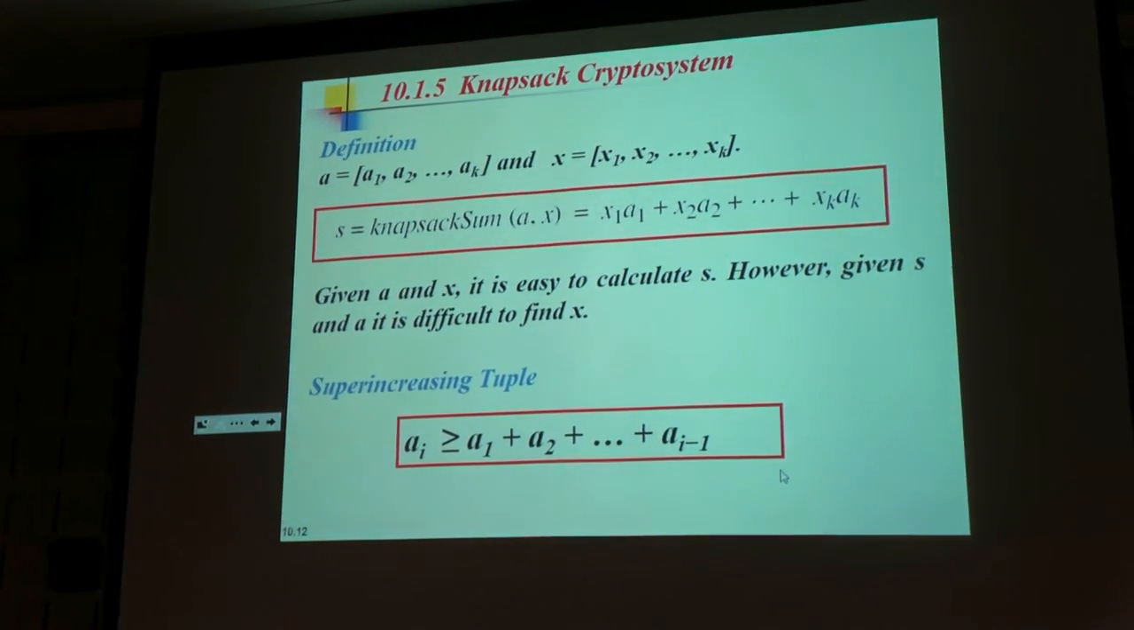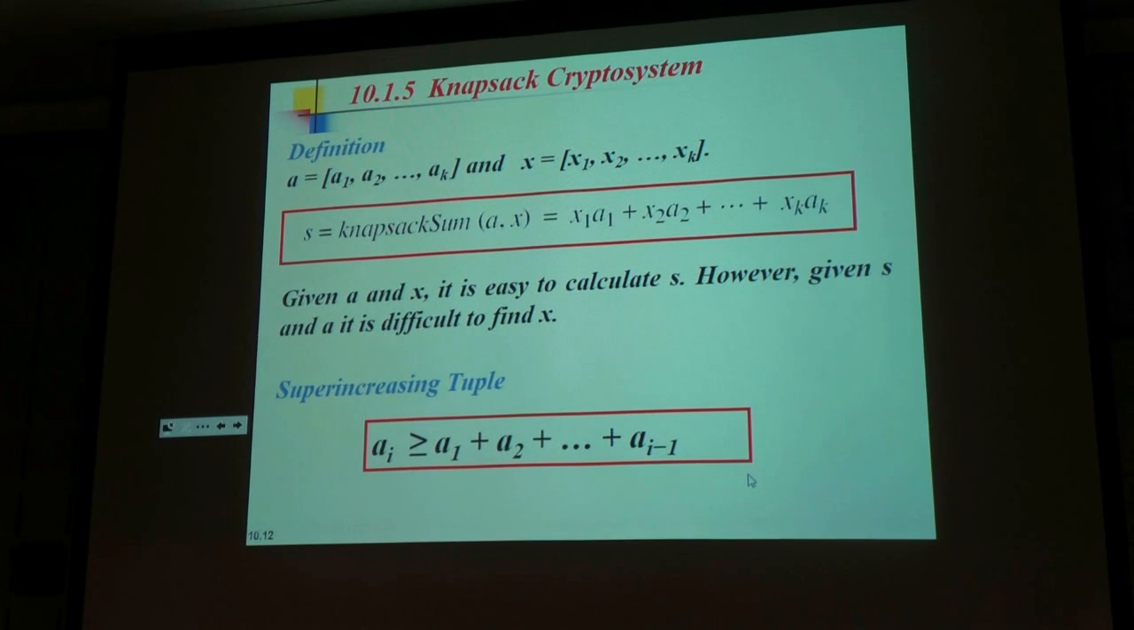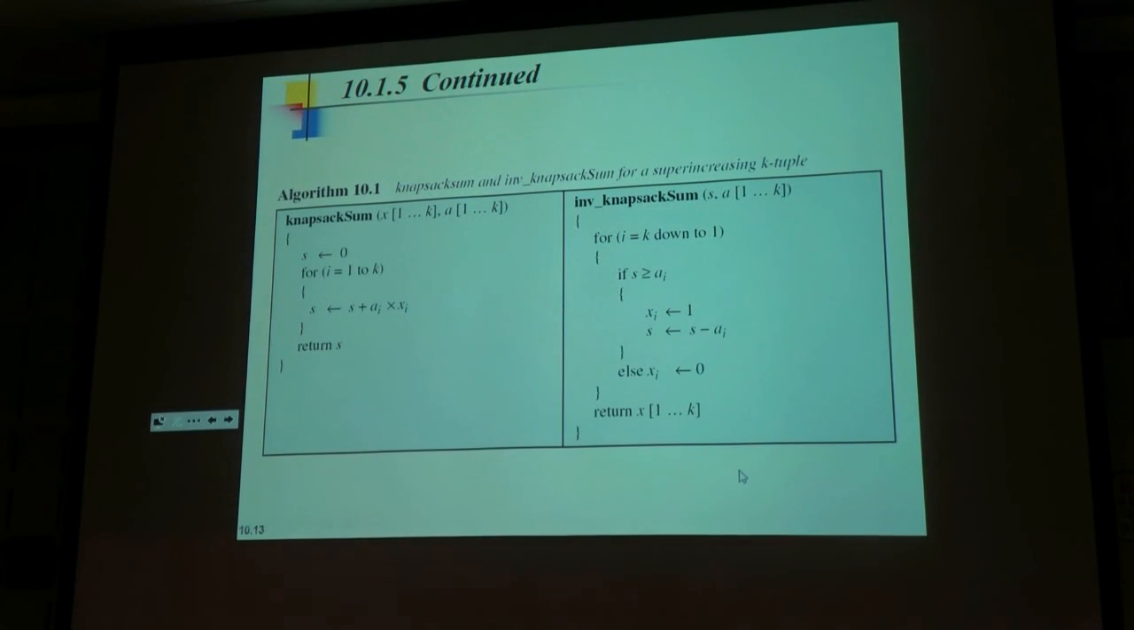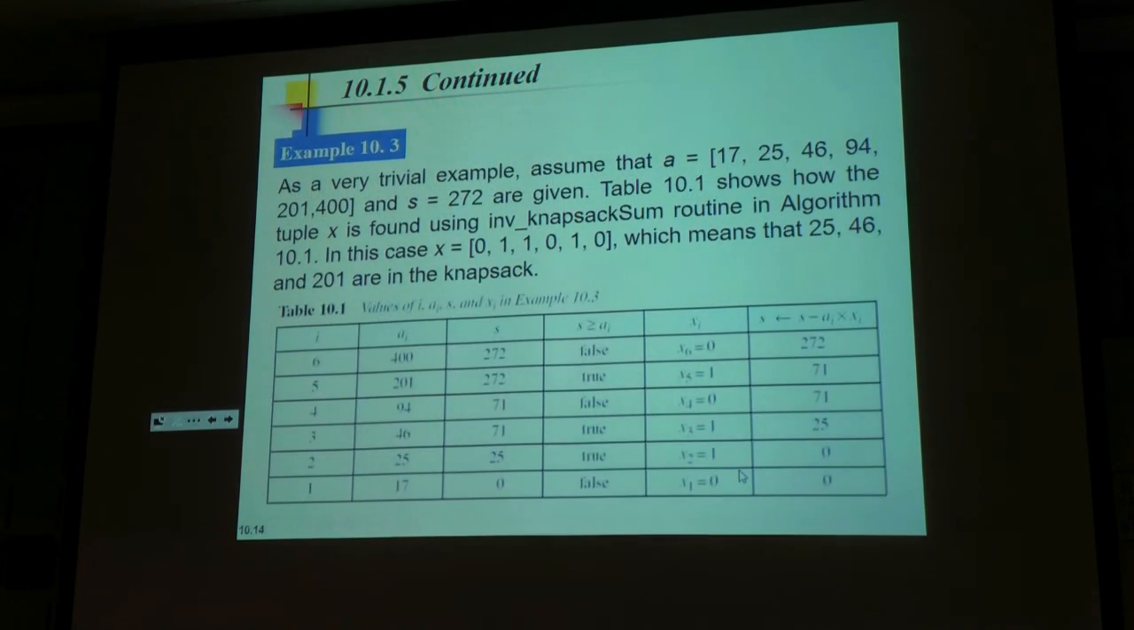Why? Because we need to be able to calculate the x's. Let's take an example. So that's the algorithm. Look in here. As a very trivial example, assume that A equals 17, 25, 46, 95, 201, 400. Are they increasing? Let's try it. 17 plus 25, how much? 42.